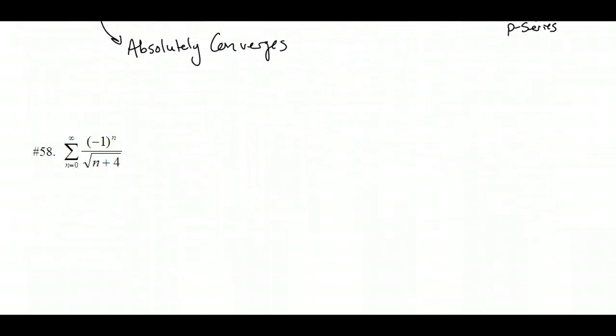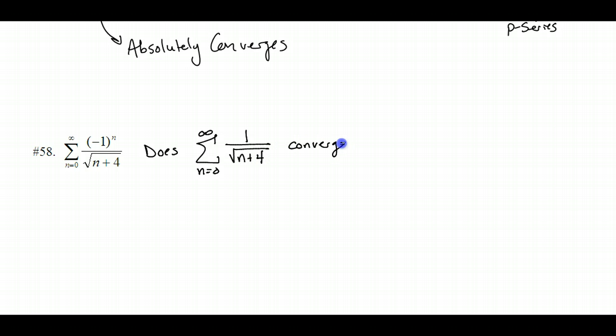Well, if we look at number 58, okay, here's our situation. We want to look at whether our series from 0 to infinity, with the absolute value, so 1 divided by the square root of n plus 4, converges. Well, this one's going to take a little bit more work in order to test this.